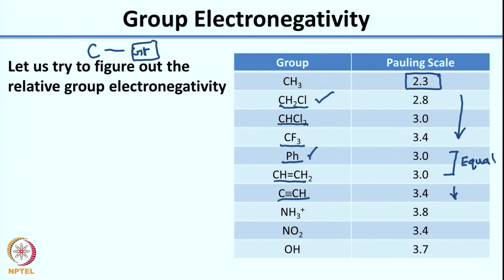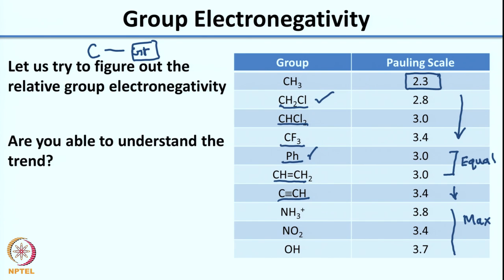And what you would notice now is in the last set, where I have NH3 plus, NO2 and OH. So, this is the last set. What you would see is here you have the maximum electronegativity values. Now, why is this so? I would like you to look carefully at these trends and try to understand it yourself before I explain it to you, because that would be more effective for you.